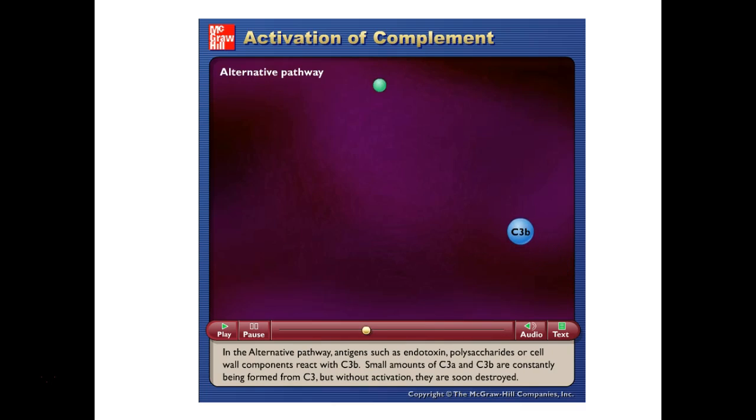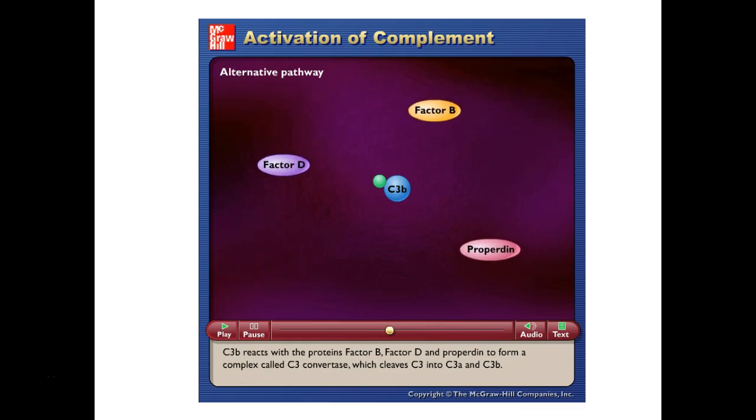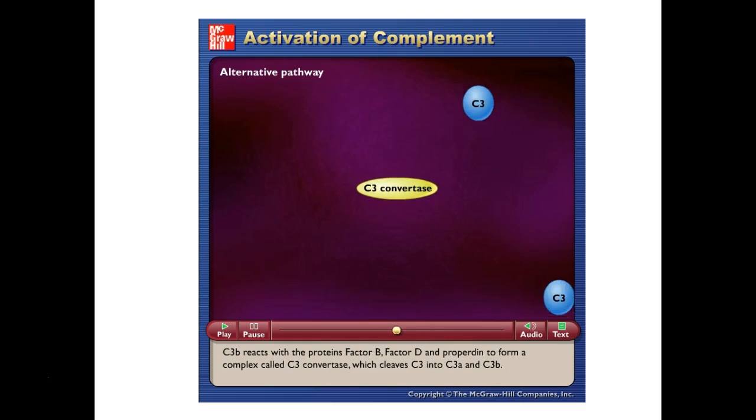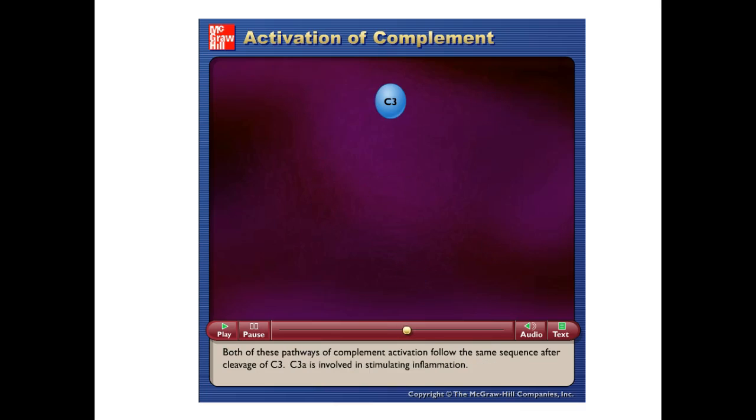In the alternative pathway, antigens such as endotoxin, polysaccharides, or cell wall components react with C3b. Small amounts of C3A and C3b are constantly being formed from C3, but without activation, they are soon destroyed. C3b reacts with the proteins factor B, factor D, and properdin to form a complex called C3 convertase, which cleaves C3 into C3A and C3b. Both of these pathways of complement activation follow the same sequence after cleavage of C3.